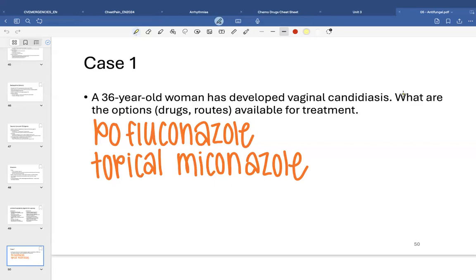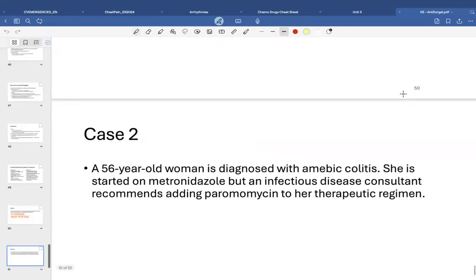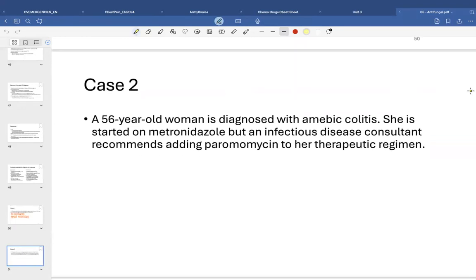Next, she's 56. She has amoebic colitis. She was started on metronidazole, but an infectious disease consultant recommends adding paromomycin to her regimen. So for amoebic colitis, there are two different approaches. One is luminal drugs that work locally in the GI tract, and the other is systemic drugs that will have more tissue penetration because they're absorbed. So paromomycin is one of these drugs that you give orally; it will affect the parasite that's in the intestinal lumen, which is why we'll give it in conjunction with a tissue amoebicide. That's where two different drugs come into play.